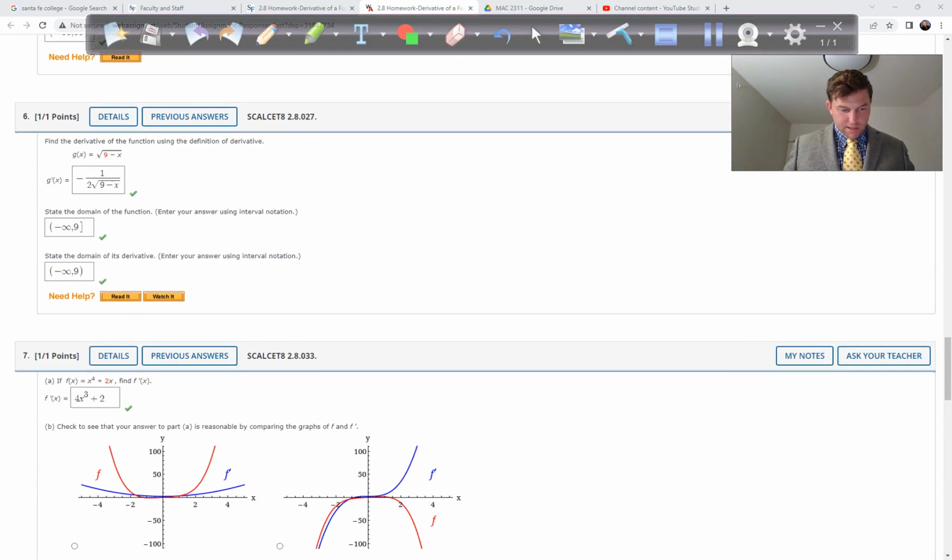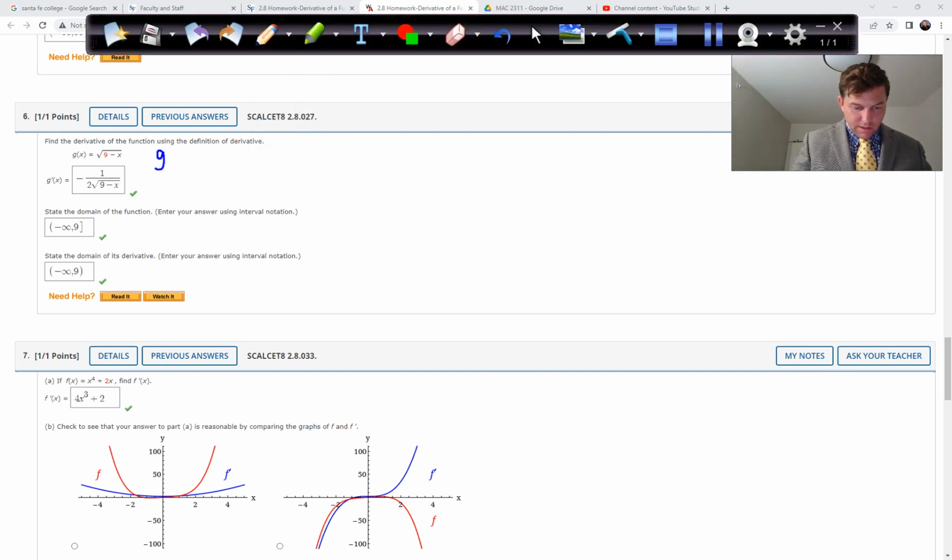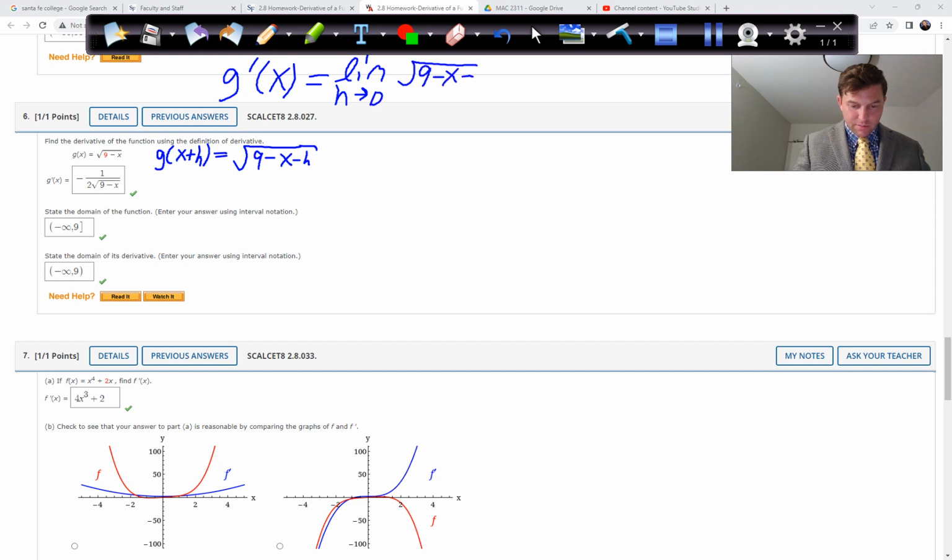Okay, problem six, find the derivative. To get the derivative, we're going to need g of x plus h, which is going to equal the square root of 9 minus x minus h. Therefore, the derivative is going to be the limit as h approaches 0 of the square root of 9 minus x minus h, minus the square root of 9 minus x, all over h.